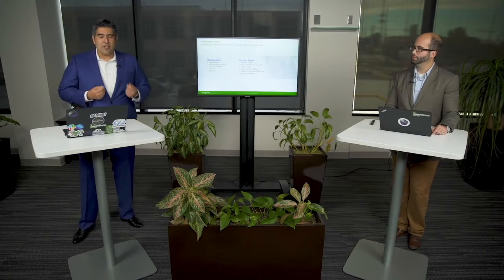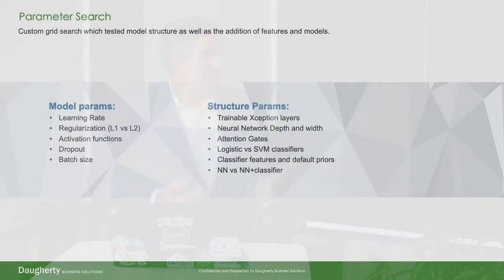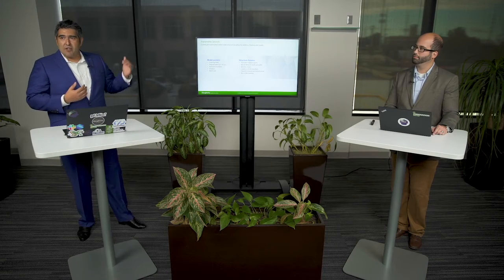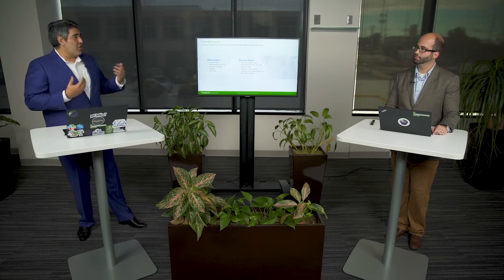Now, often when people use grid search, they're trying to find the best model parameters, things like the learning rate, the regularization, activation functions, and dropout. But we built a wrapper around grid search so we could really customize that and add in structural parameters. So how many trainable exception layers should we be using? The attention gates, classifier features, but most importantly, the neural network versus the neural network plus the classifier. So we were able to pick out where we're going to need that hierarchical level and have the additional classification, and where the neural network is performing on its own. So this was a really nice addition to just having a plain neural network.